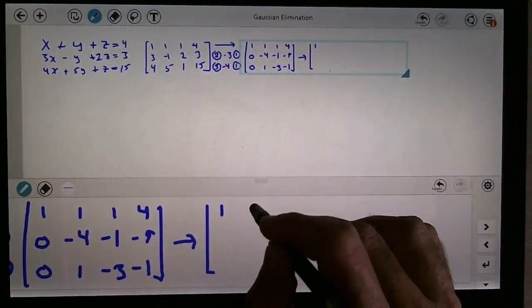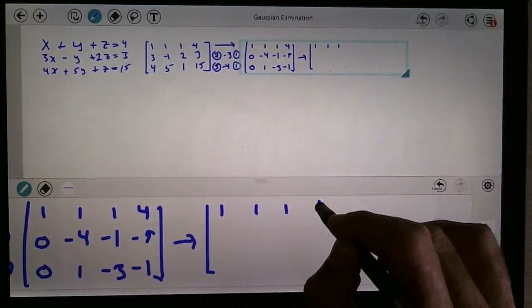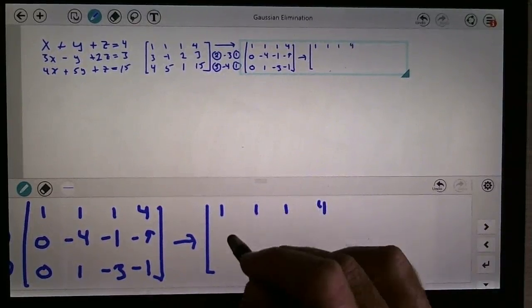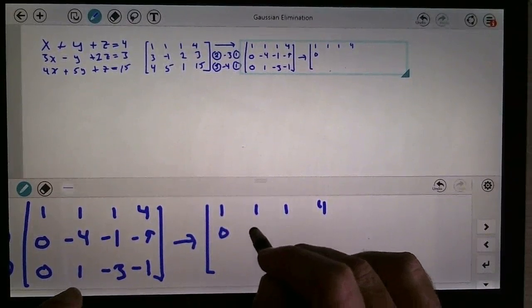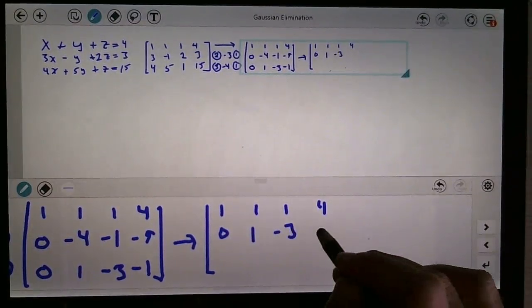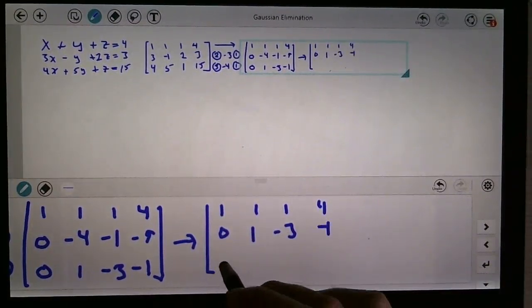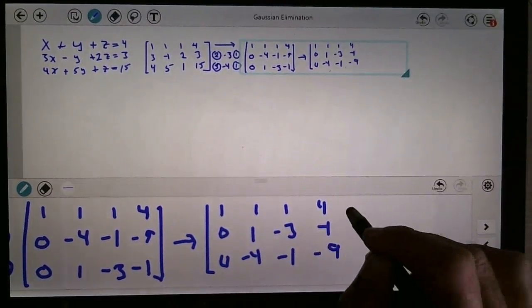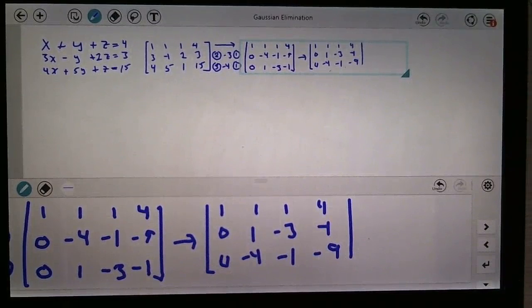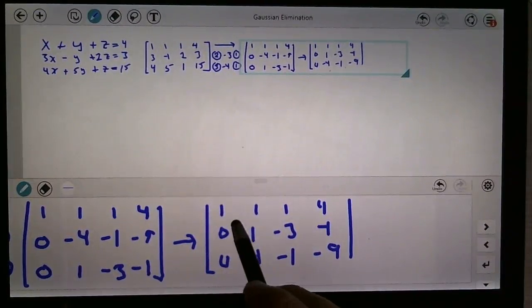So I've got 1, 1, 1, 4. I've got 0, and this is the next row now: 1, -3, -1, and 0, -4, -1, -9. Okay. So now that's the third thing I wanted. So the 1 here, the 0's there, the 1 here. Now I need to get a 0 here.